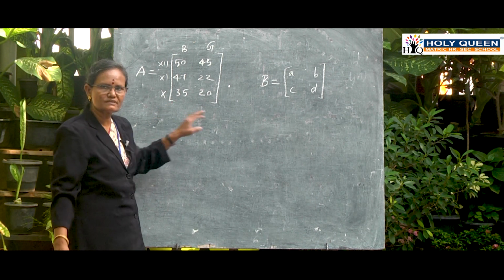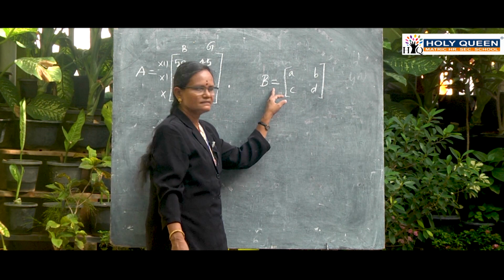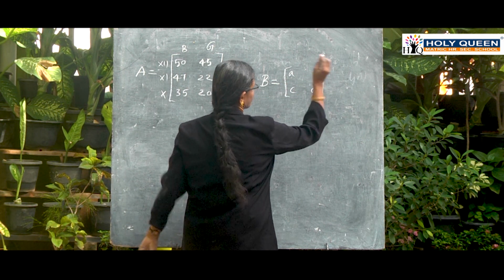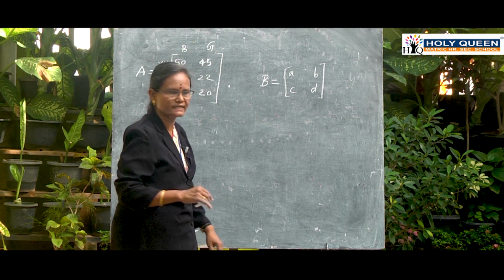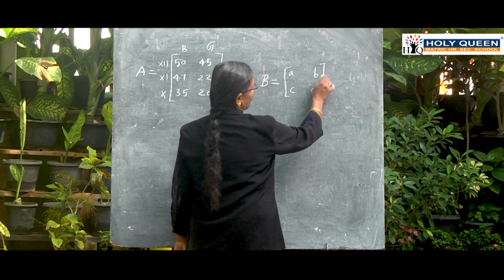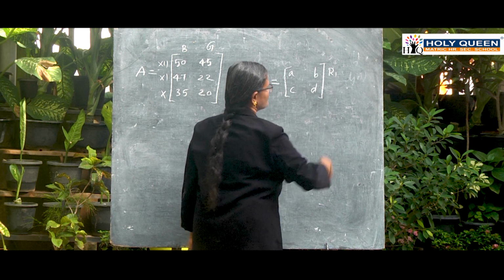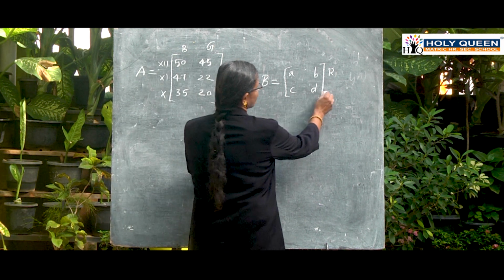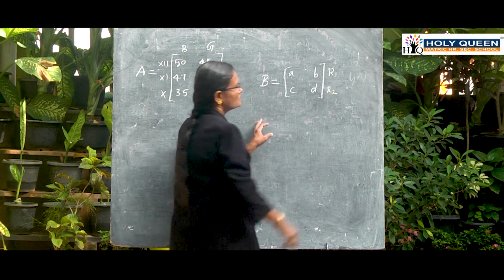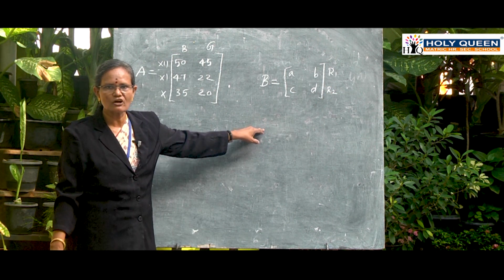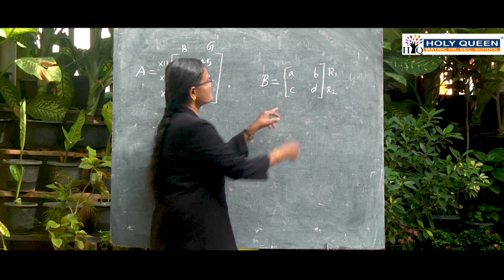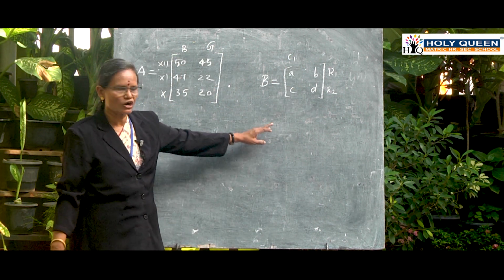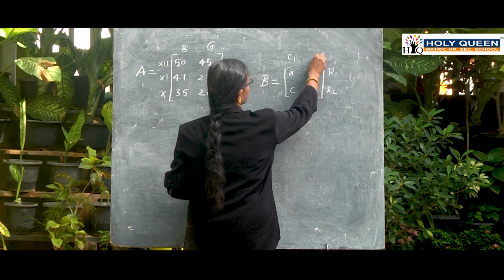Next one, order of the matrix. Here consider the matrix B. What are the elements in row 1? A and B, this is row 1. What are the elements in row 2? C and D, this is row 2. What are the elements in column 1? A and C, this is column 1. What are the elements in column 2? B and D, this is column 2.